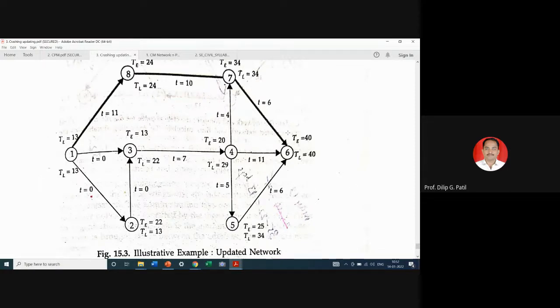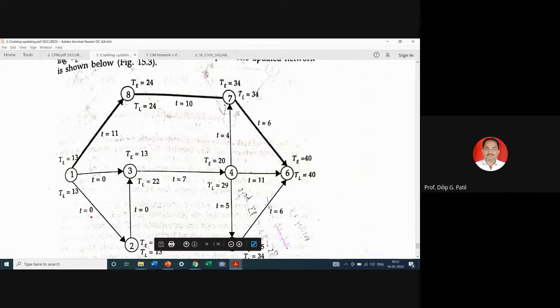13व्या दिवसानंतर जी ऍक्टिव्हिटी 1-2 कंप्लीट झालेली आहे, that will be requiring 0 days. 1-3 will require 0 days, 1-2 will require 0 days. Suppose 1-8 is in progress, but if it still requires 11 more days, we need to add only 11. If the duration of activity 8-7 is changed from 7 to 10, we need to reflect that particular 10.